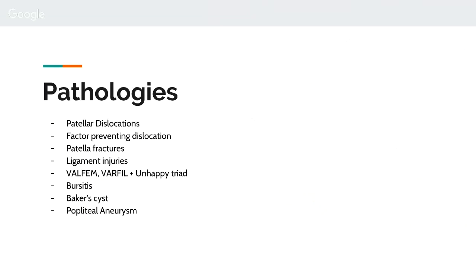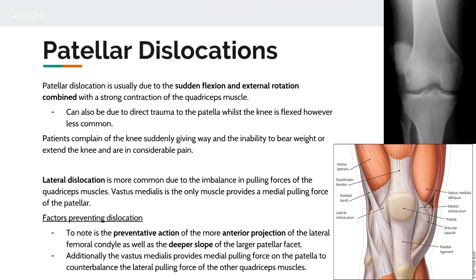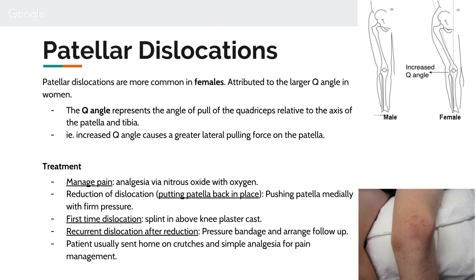And these are all the different pathologies. So patellar dislocation. A lot of words, but just know that lateral dislocation is more common, and there are a number of factors preventing dislocation. There's a preventative action of the more anterior projection of the lateral femoral condyle. Also of note, they're more common in females, and that's attributed to the larger Q angle. As you can see, they have wider hips, so that increases the Q angle and the likelihood of your patella dislocating.